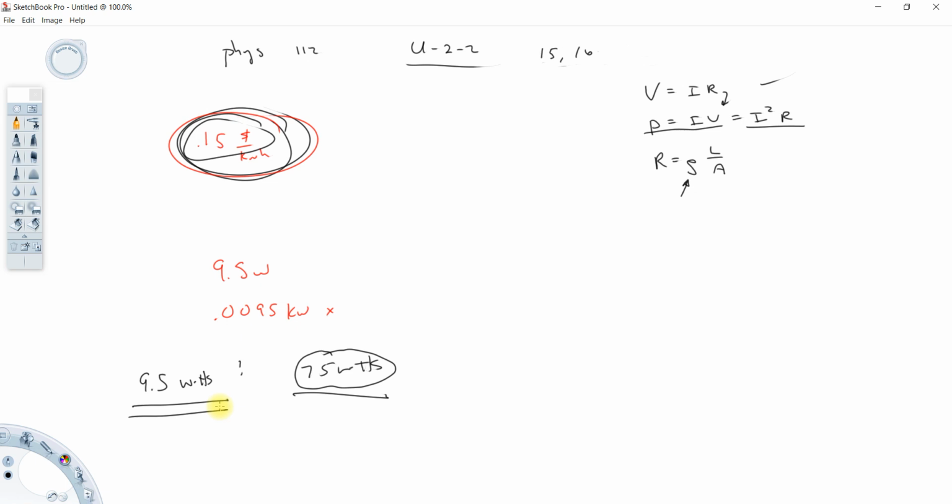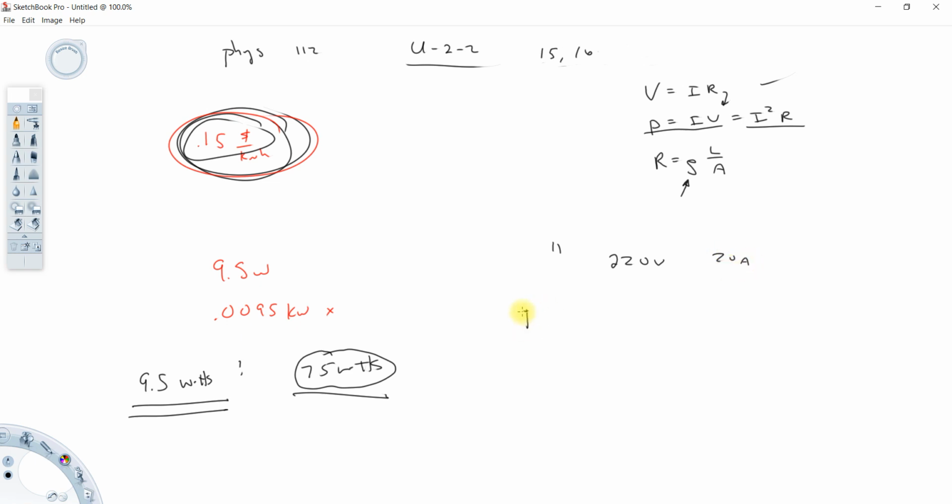Anyway, that should get you through A and B. Let me look at C. A particular electric oven requires a potential of 220 and draws 20 amps. Okay, so in number 11, they give you a voltage, 220 volts, and an amperage, 20 amps.